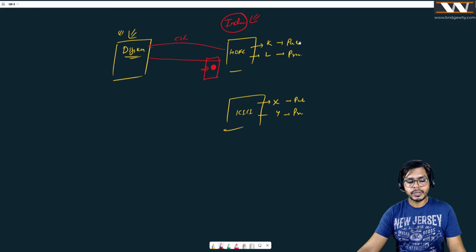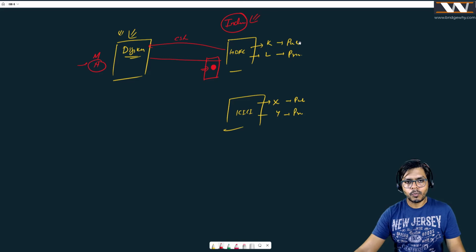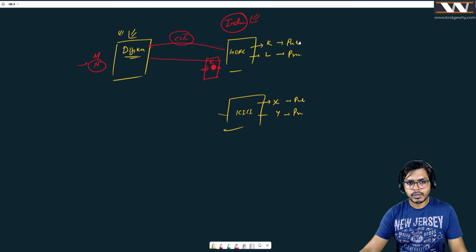What is DigiCert going to use? Suppose it is using M and N, it is going to use its private key here to encrypt whatever CSR document it is sending, right? So this signature will be here. Which private key is part of this certificate? K.